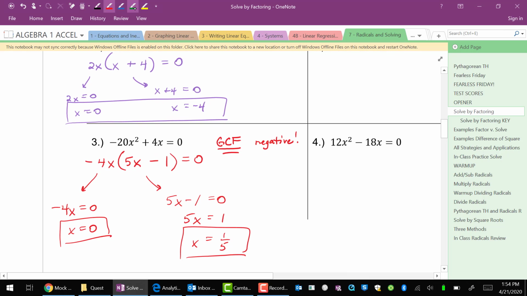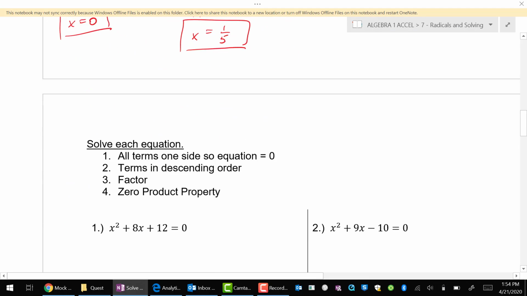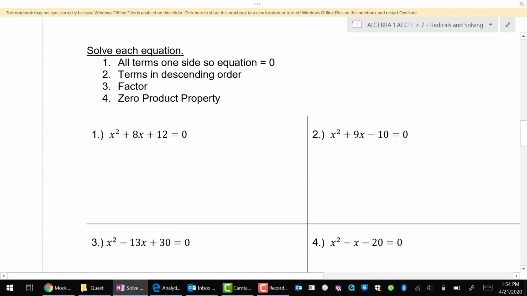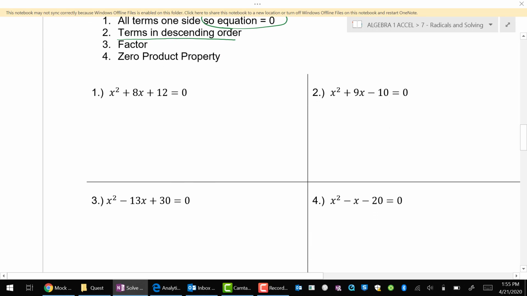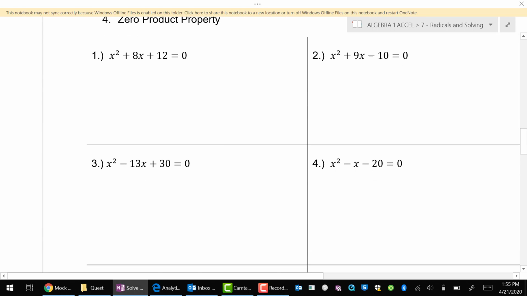I'll do a couple more examples for you. Again, a reminder, get one side of the equation equal to 0 before we start to factor with the zero product property. It's nice to have the terms in descending order as well. That leading coefficient should be up in front. And then factor, and then apply your zero product property from there. So let's look at a couple of these here together.